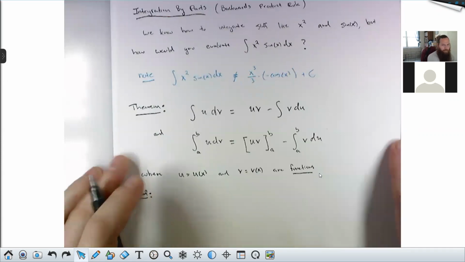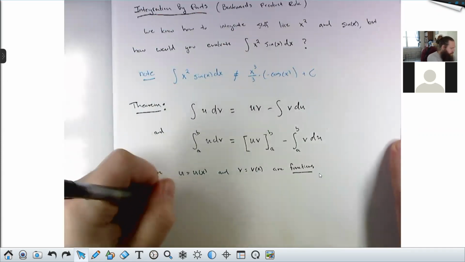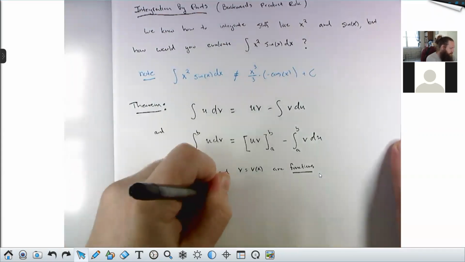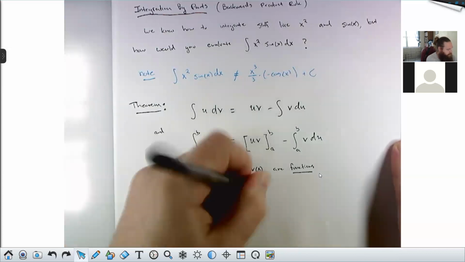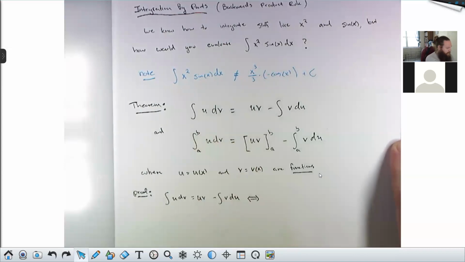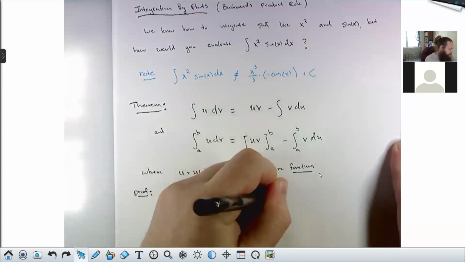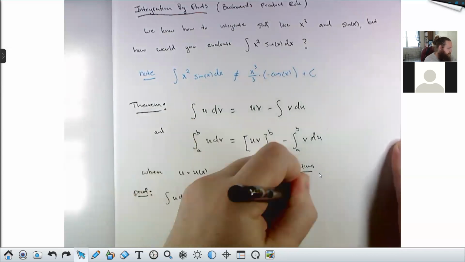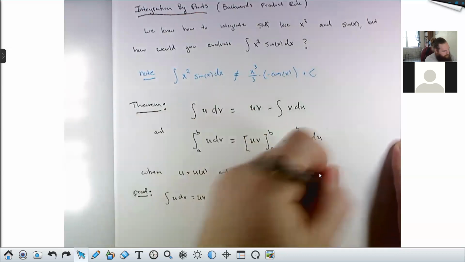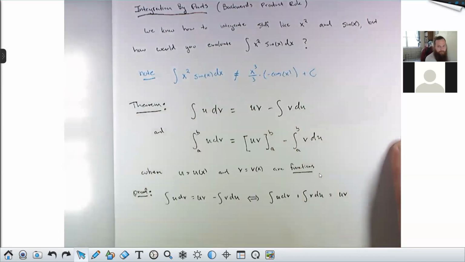Do a quick proof. So if the integral of u dv is equal to uv minus the integral of v du, I can add that integral from the right-hand side over here. And we see that this is equivalent to saying that the integral of u dv plus the integral of v du is equal to u times v. I'm not assuming that this is true. I'm just saying this is equivalent to this. I'm just adding this integral to both sides.